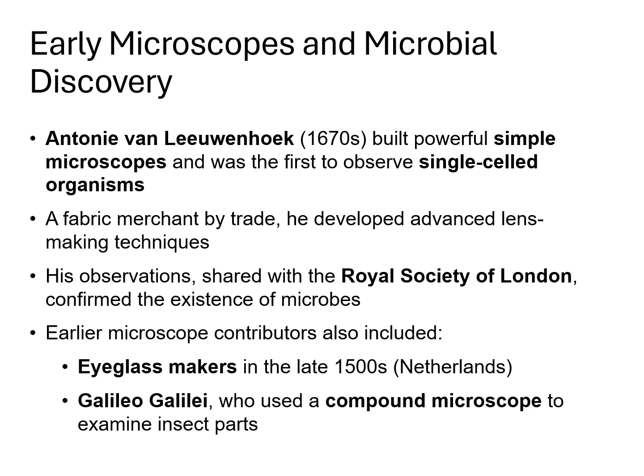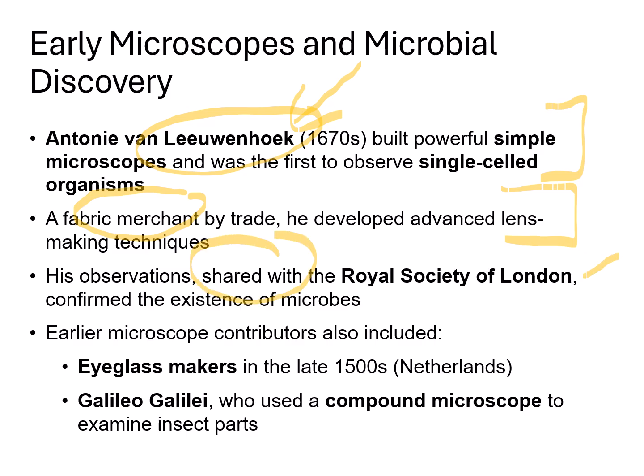Leeuwenhoek is credited with being the first individual to build a powerful, simple microscope and to observe these microorganisms. He was a fabric merchant, a Dutch cloth maker, and it's said that because they had to use magnifying lenses to view the quality of the fabric, he ultimately became able to develop these really advanced lens making techniques. What's different between Leeuwenhoek and others who were building simple microscopes at the time is that he shared his observations with the Royal Society of London, which ultimately gave him the credit for the microscope and observing these organisms.